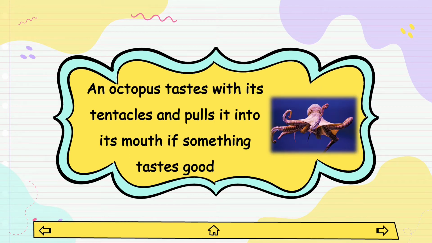An octopus tastes with its tentacles. The other day you asked me about the octopus having legs. It's not legs, I told you it's tentacles, and it tastes with them. It will try to touch things with the tentacles, and because its tentacles can taste, when it touches something it can taste already, and if it's really good it will pull it into its mouth.